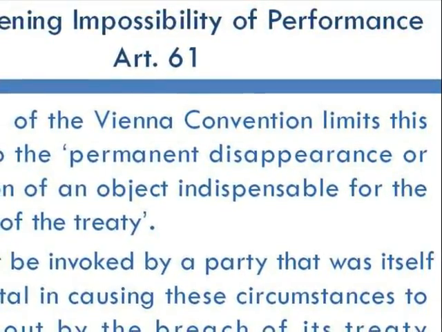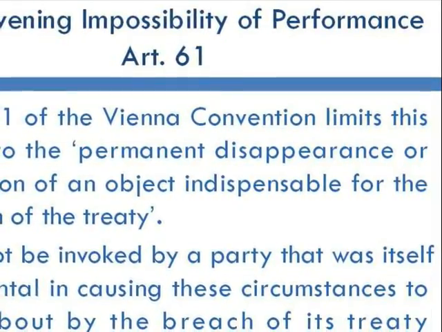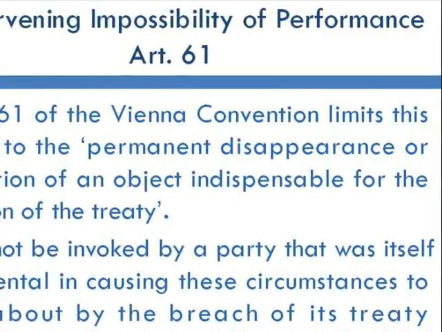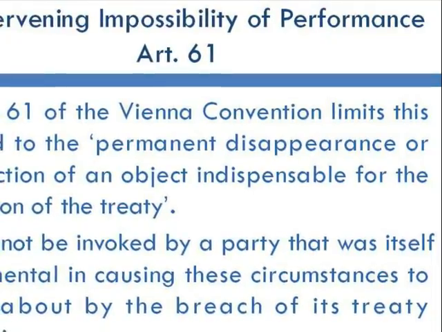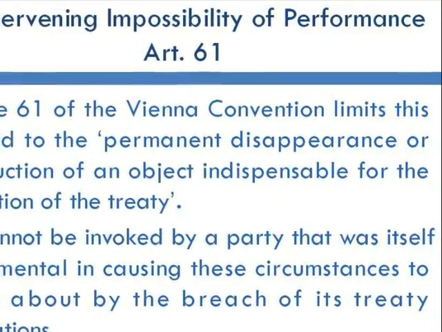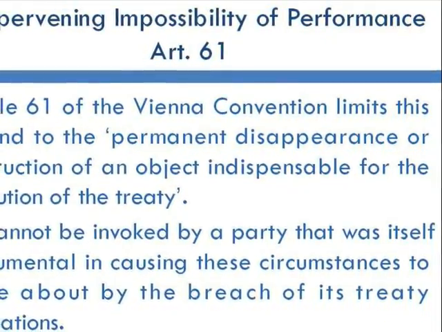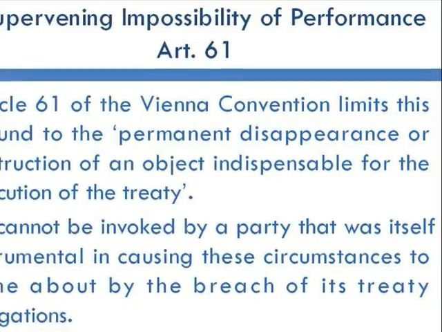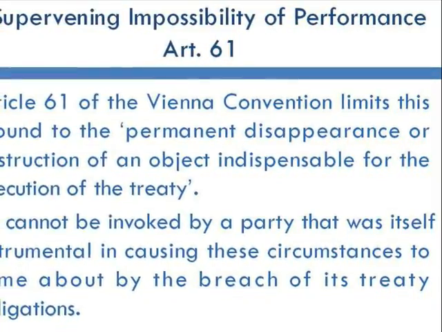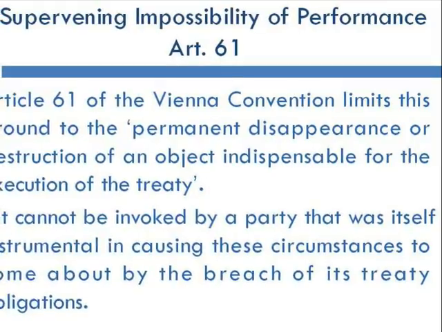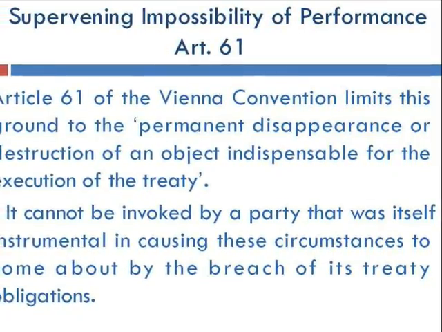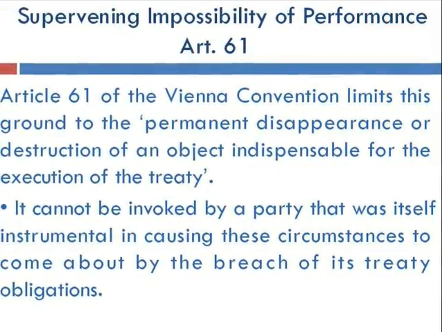Next is supervening impossibility of performance, Article 61. Article 61 of the Vienna Convention limits the ground to the permanent disappearance or destruction of an object indispensable for the execution of the treaty. It cannot be invoked by a party that was itself instrumental in causing these circumstances to come about by the breach of its treaty obligation.